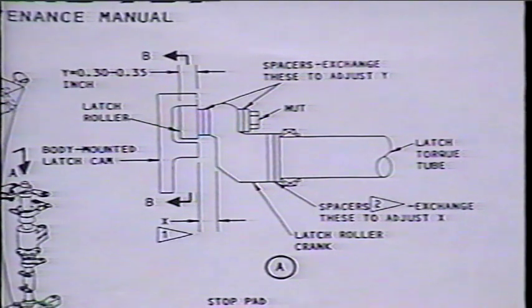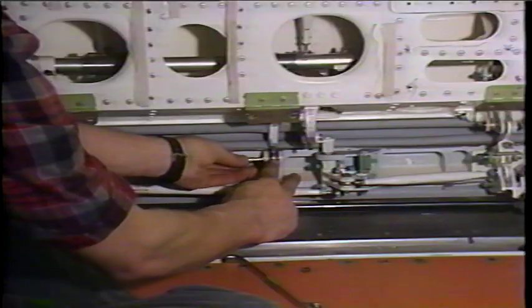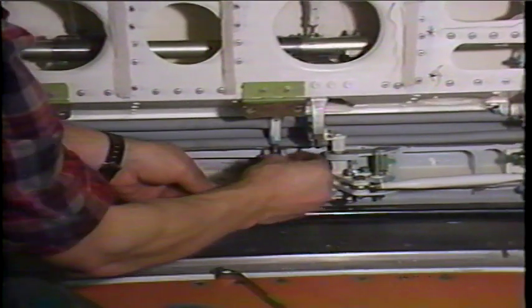Measure and adjust the dimension Y as required by exchanging the washers between the roller side and the nut side of the latch roller crank. Tighten the nut to recommended torque value. Install the hardware to connect the gate push rods to the latch torque tubes. Leave the nuts and bolts finger tight until the gates have been adjusted.